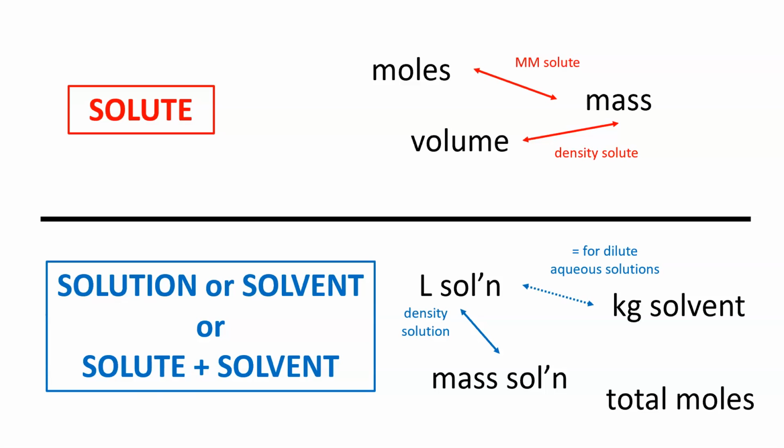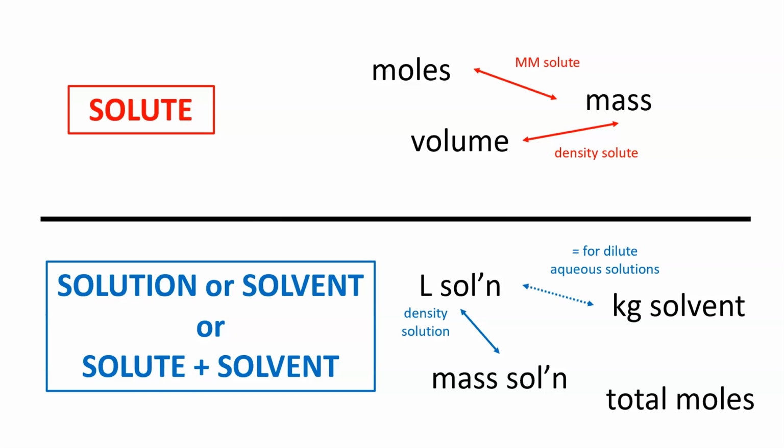It's the denominator that's going to be a little trickier for us. In the denominator, those units either involve the solution, or just the solvent, or a sum of what's going on with our solute and our solvent. Those units are varied, and some of them we can convert between and some of them we cannot. We can convert between the liters of our solution and the mass of our solution if we know the density of that solution. But we really can't go between the liters of the solution and the kilograms of the solvent.